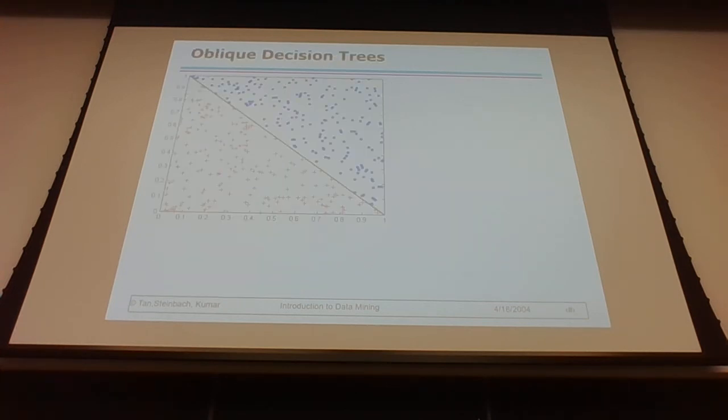You can also have a line as a decision boundary. How? You can have x plus y less than 1. You combine two attributes. Okay? You can combine two attributes, and if you have x plus y less than 1, that's the line. So decision trees can have all sorts of decision boundaries.